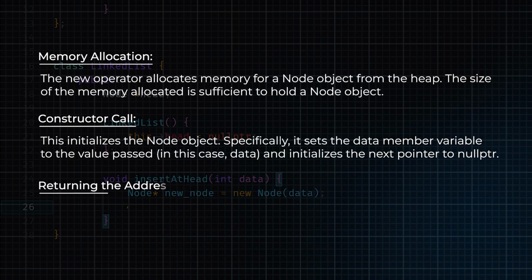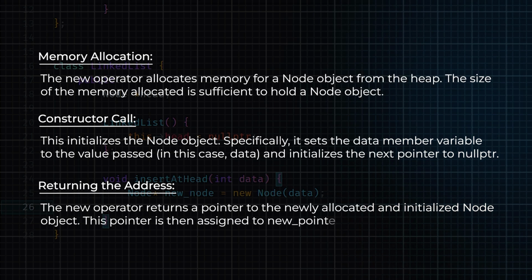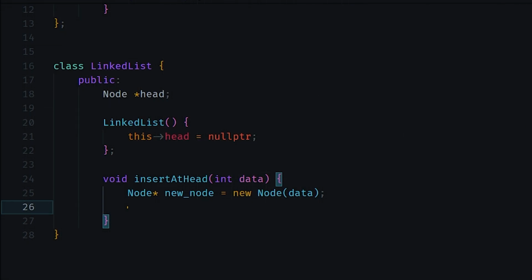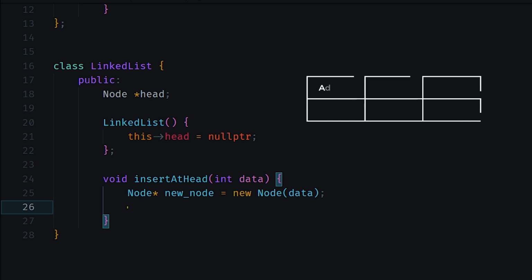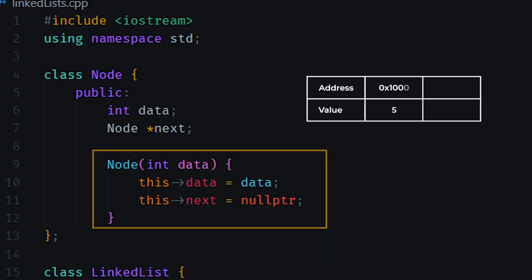The new operator returns the pointer to the newly allocated and initialized node object. This pointer is then assigned to newNode. Let's break down the code line by line with this in mind. New Node allocates memory for a new node object on the heap. The node constructor is called with the value data. The result is a new node object with the data set to the first value and next set to null.